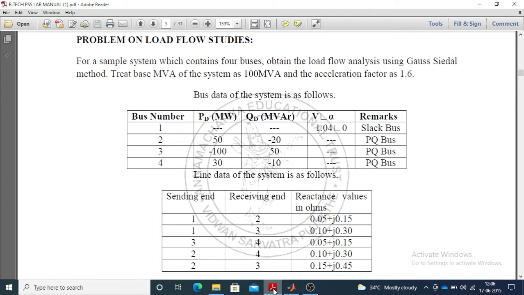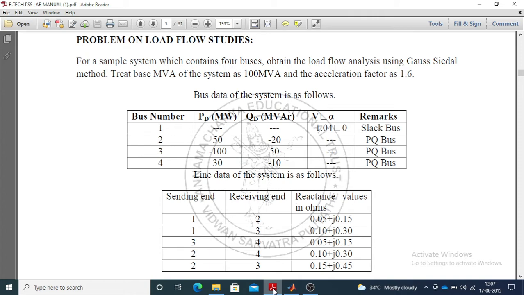So this is the given bus data. There are 4 buses, of which the first one is the slack bus having a voltage profile of 1.04 at an angle 0, and the remaining 3 buses are PQ buses, where the second bus has a real power demand of 50 megawatts and reactive power demand of minus 20 MVAR. Similarly, the third bus has 100 megawatts of power demand and 50 MVAR of reactive power demand. Similarly, the fourth bus has 30 megawatts of real power demand and minus 10 MVAR of reactive power demand.